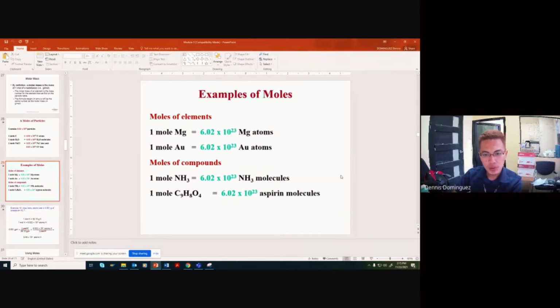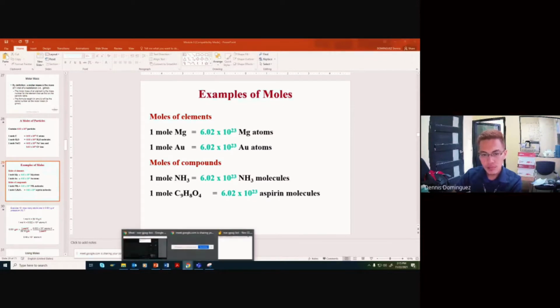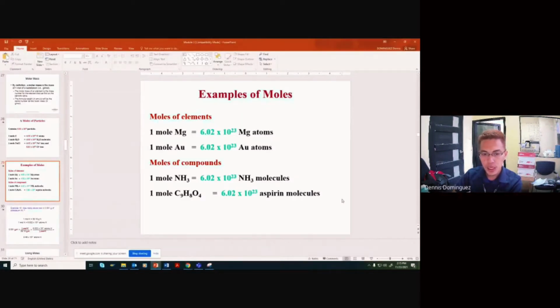So, examples of a mole. 1 mole of magnesium is equal to 6.02 times 10 raised to 23 magnesium atoms. The molar mass of magnesium is found on the periodic table, and also for Au, or gold. If you want to get the number of atoms, you need to use Avogadro's number. So 1 mole of NH3 is equal to Avogadro's number of NH3 molecules. Avogadro's number is powerful, and you can use it anytime.